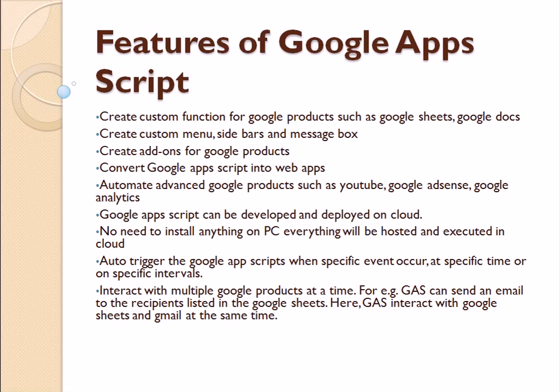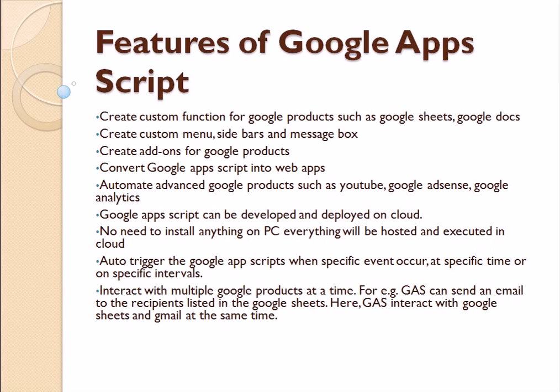So let's see the features of Google Apps Script. Using Google Apps Script, you can create custom functions for Google products such as Google Sheets and Google Docs, and you can also create custom menus, sidebars and message boxes. You can create add-ons for Google products. You can convert Google Apps Script into web apps as well. It can also automate advanced Google products such as YouTube, Google AdSense and Google Analytics.